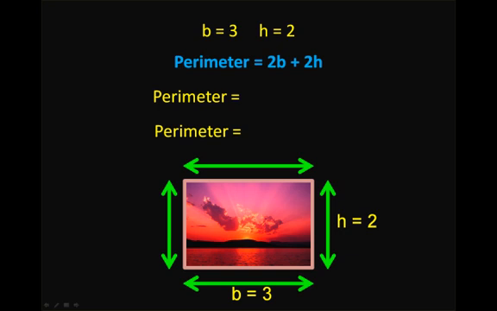In this case, our base, B, is 3, and our height, H, is 2. So again, our formula is the perimeter is 2 times the base plus 2 times the height. And putting in our real numbers is 2 times 3, B is 3, plus 2 times 2, H is 2. So 2 times 3 is 6, plus 2 times 2 is 4, and if we add those together, that will give us 10. So our perimeter of this photo, of this rectangle, is 10.